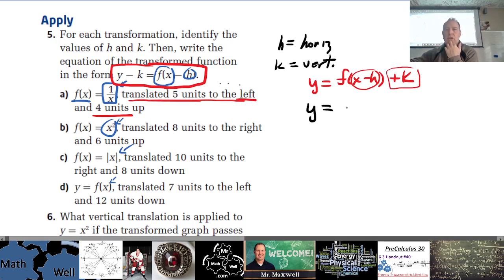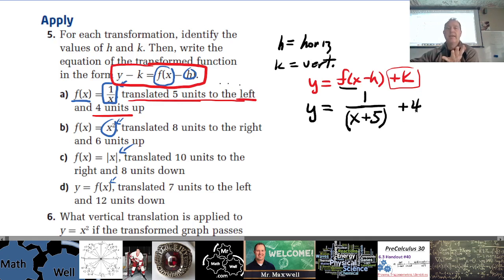Now f of x is actually 1 over x. And this could be the trickiest part for you guys. We have to put the h value in with the x, wherever the x is. So think about the brackets and put it in with the x. The x is actually in the denominator here for the real function. So I'm going to put x, like I said, 5 units to the left looks like +5. Wherever the x is, you got to put the h in with the x. That could be the trickiest part of this question. And if it's going to go 4 units up, that's a +4.